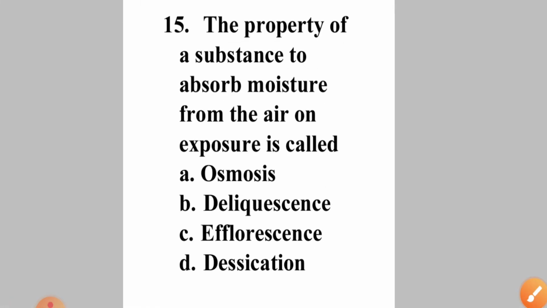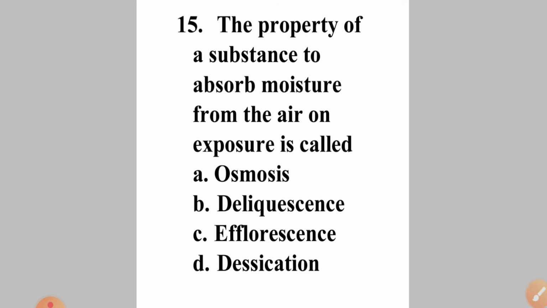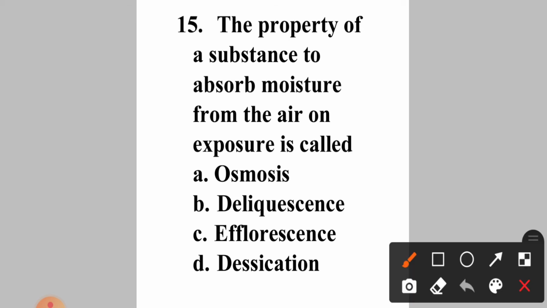Now come to question number 15. The property of a substance to absorb moisture from the air on exposure is called option A, osmosis, B, deliquescence, C, efflorescence, D, desiccation. So first let us know what these phenomena are. Okay, so what is osmosis? It is the transport of solvent molecules from the region of higher concentration to the region of lower concentration when the two solutions are separated through a semi-permeable membrane. Then what is deliquescence? It is the tendency to absorb moisture from the air and dissolve in it.